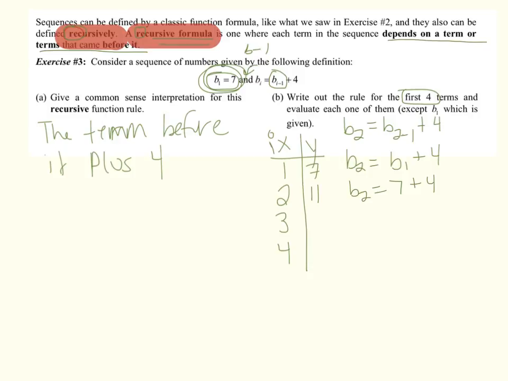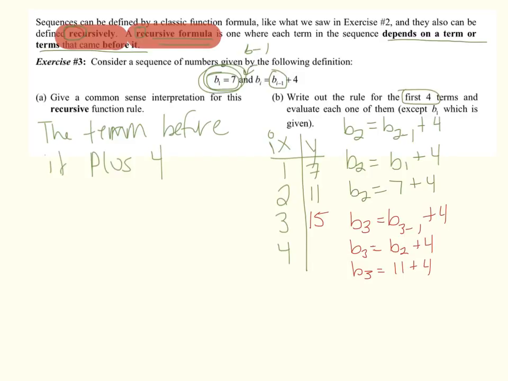Now let's try B sub 3, because it's my third term that I'm looking for. I'm going to change colors just so you can stick with me here. B sub 3 equals B sub 3 minus 1 plus 4. Okay, let's do that B sub 3 minus 1. B sub 3 equals, what is 3 minus 1? It's 2. B sub 2 plus 4. All right, let's go back to my table. What is B sub 2? I'm hoping that you can tell me that it's 11. So B sub 3 equals 11 plus 4, which gives me 15.